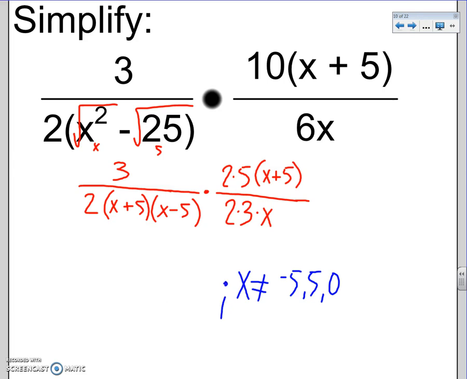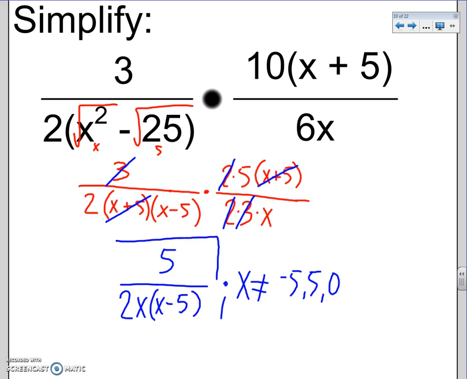So what cancels here? 3's cancel. The 2's cancel. x plus 5 cancels. So all that's left on top is a 5. All that's left on bottom is a 2, an x, and an x minus 5. Alright, they might make you multiply x together, but this is what they want. The restrictions aren't too important here, but it's good to know how to get them.